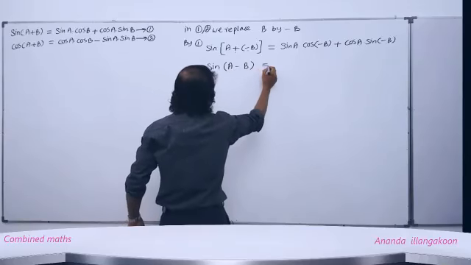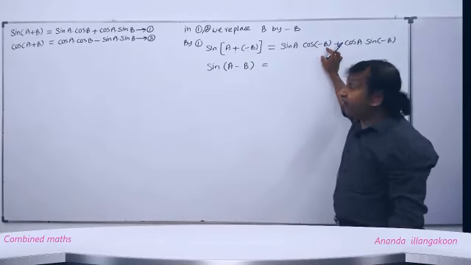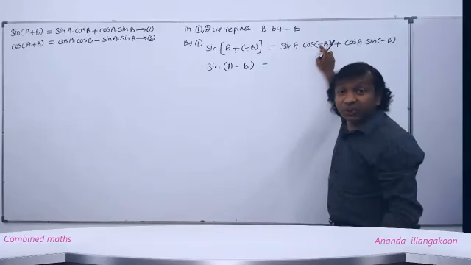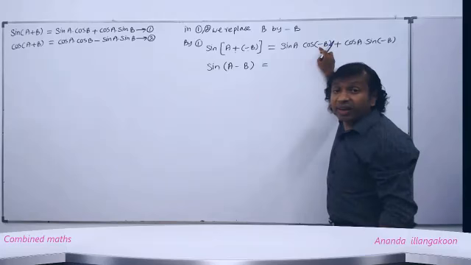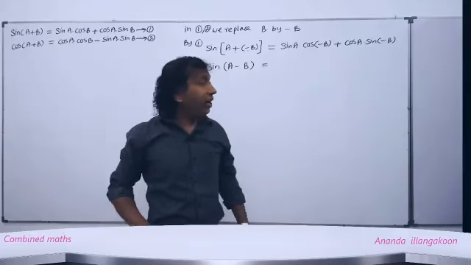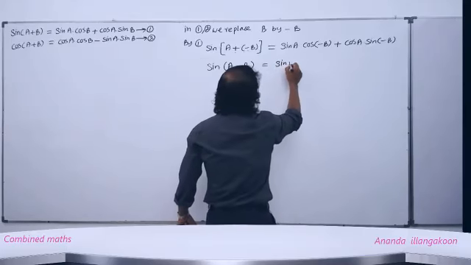People, what is this cos minus B? We can write it without this minus sign, no? Today we learned cos minus theta is equal to cos theta. I told you, whenever the minus sign is available with the angle with the cos ratio, we can write that one without the minus sign. Right? So this we can write as cos B. Sin A cos B.